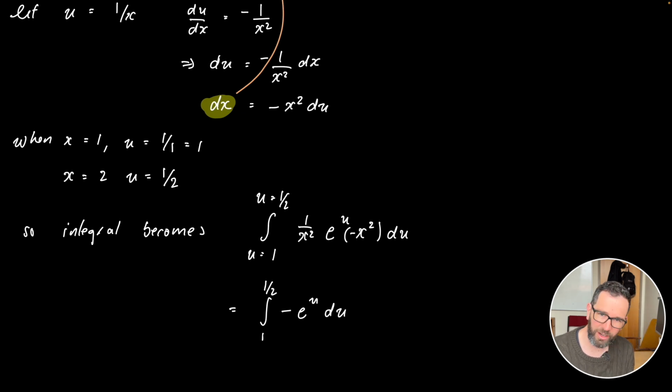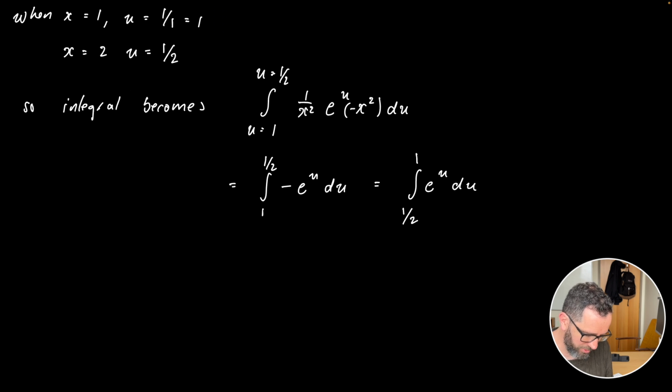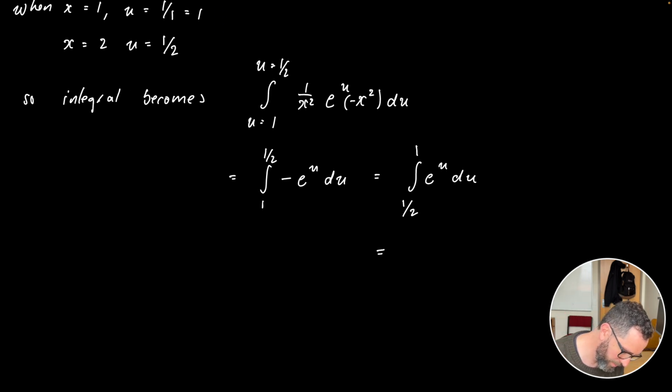Now, you can leave it like this, but to me it just looks a bit weird having a smaller number on top, so we can reverse the limits of integration by basically making it the negative of what it is at the moment. So it is also equal to the integral from 1/2 to 1 of e to the u du. Okay, so finally we can do the integration. So that will equal, oh, e to the u just integrates to e to the u. That's nice.